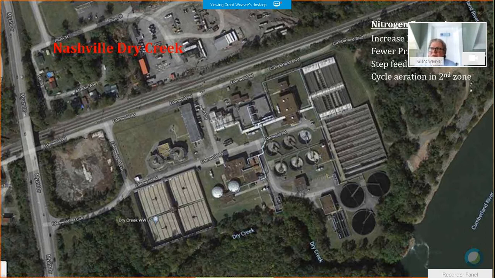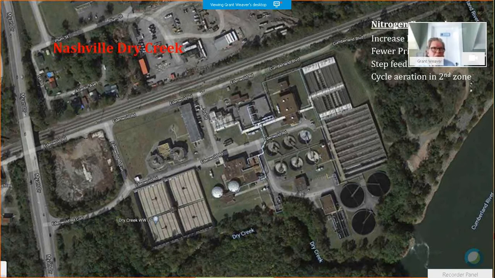Okay, so this facility was designed with a selector. The selector happens to create the perfect environment for an in-stream anaerobic zone for VFA production and phosphorus release. And their effluent phosphorus is typically well below 1 milligram per liter. So our effort here was to look at the nitrogen, because their nitrogen level was pretty high.